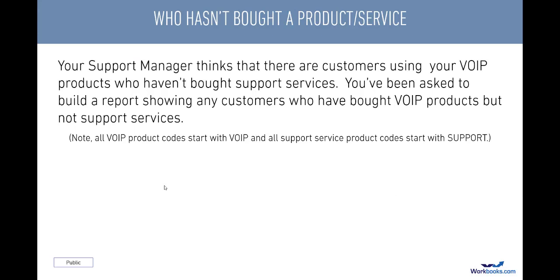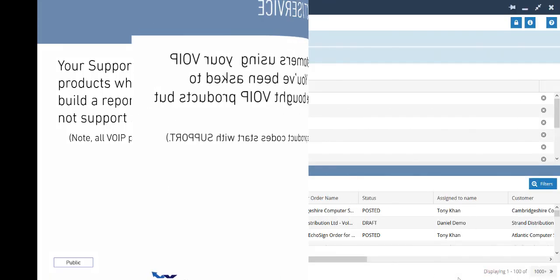Another example, imagine your support manager wants to approach any customers who've bought voice over internet products from you but who haven't bought support, because this would be a natural cross-sell. To help you, it says here that all VoIP product codes start with VoIP and all support services start with support. So let's go into Workbooks to build that report.